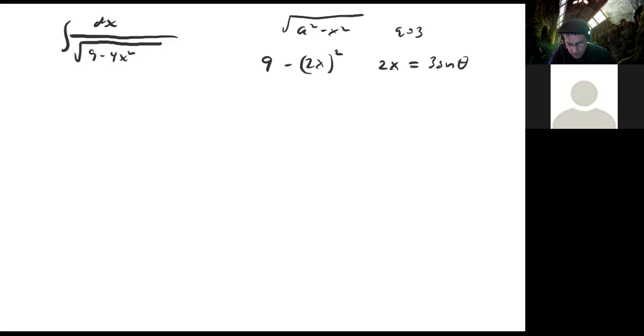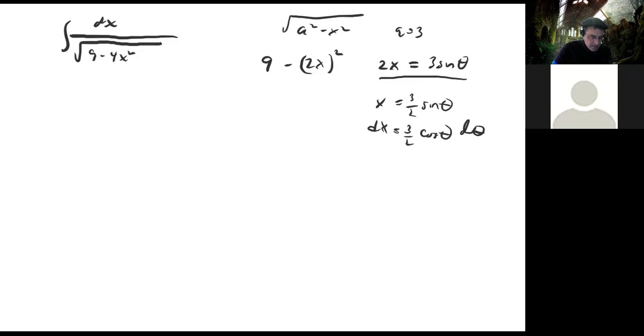So this is what we're going to use as the substitution. We can think of this as x is 3 halves sine theta. So dx is 3 halves cosine theta d theta. So the substitution will be that, and if we do it, we get 3 halves cosine theta d theta.